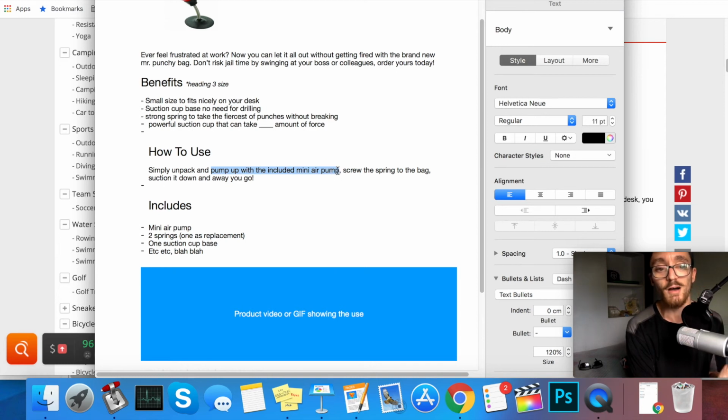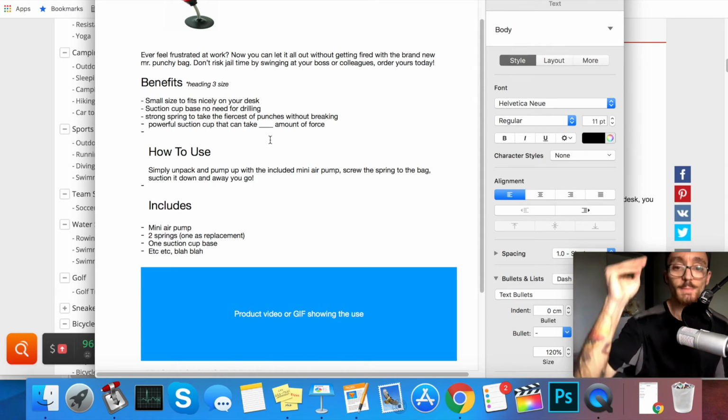Because somebody might think, oh, well, I want to buy it. That's an obstruction that you're addressing there. Maybe that's something that is a benefit. It includes its own mini air pump. I don't know if this does, by the way, but that's just an example. Simply unpack and pump up with the included mini air pump. Screw the spring to the bag, suction it down, and away you go.